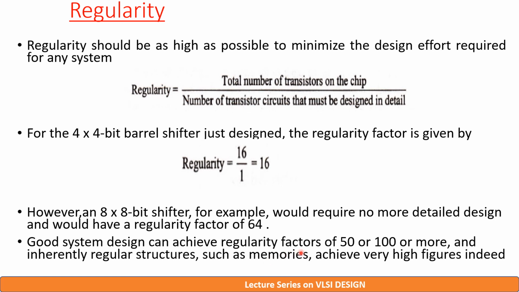For example, in the case of memories, memory is in the form of rows and columns, that is, an array structure, and a memory block will be replicated multiple times. So if we design one block in detail, it can be replicated n number of times. Therefore higher regularity can be achieved for memory designs.